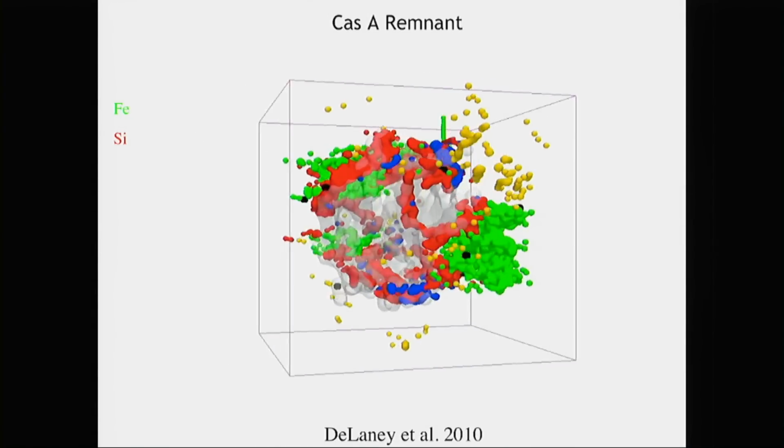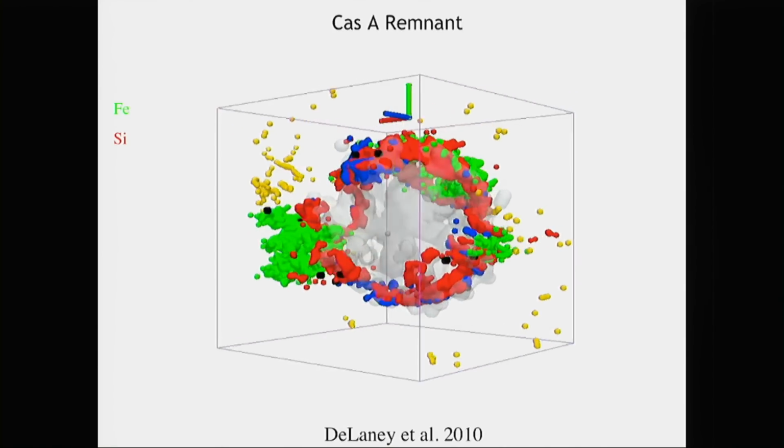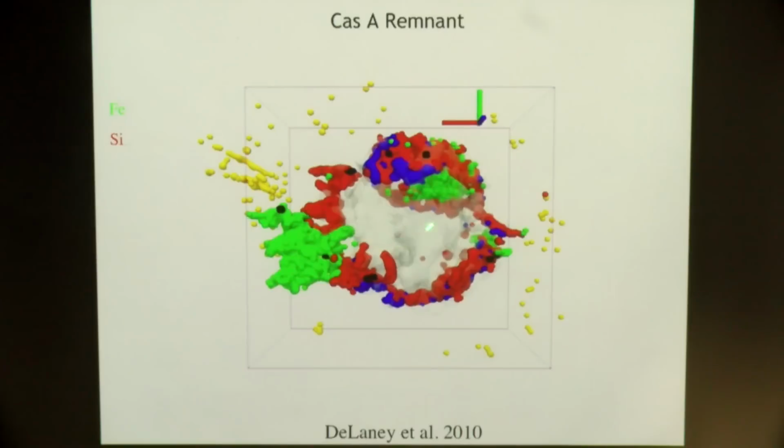But this, also, is a distribution of heavy elements in Cas A from X-ray data. And you see this green is where the iron is, the red is where the sulfur is, and there are other distributions as well. But again, these are not spherically distributed. In fact, the iron is distributed in big clumps.